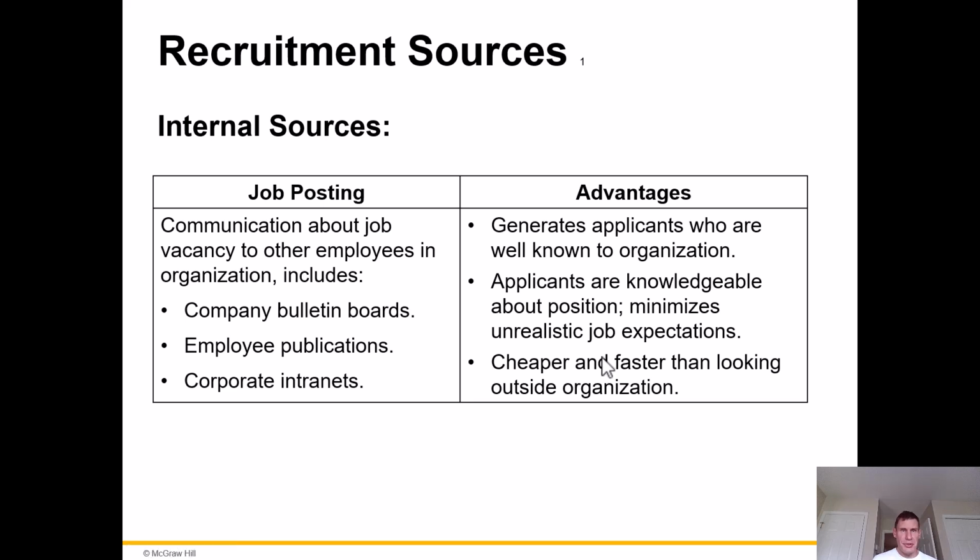As far as internal sources for recruitment, obviously, there's job posting, things like intranets, company bulletin boards, employee publications. Maybe they've got a company newsletter or newspaper that they circulate. Some of the advantages: one, obviously, these are people that the organization knows, so that helps. You're not kind of taking a chance on somebody, if you will. Another is the applicants are knowledgeable about the position, so it minimizes unrealistic job expectations, and it's certainly cheaper and faster than having to look externally outside the organization.